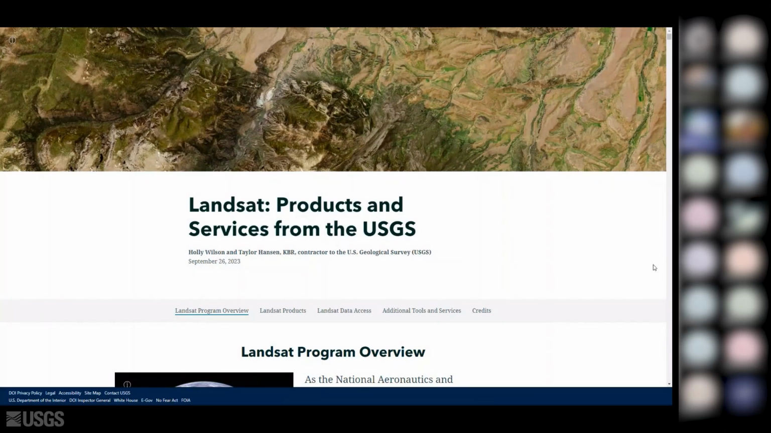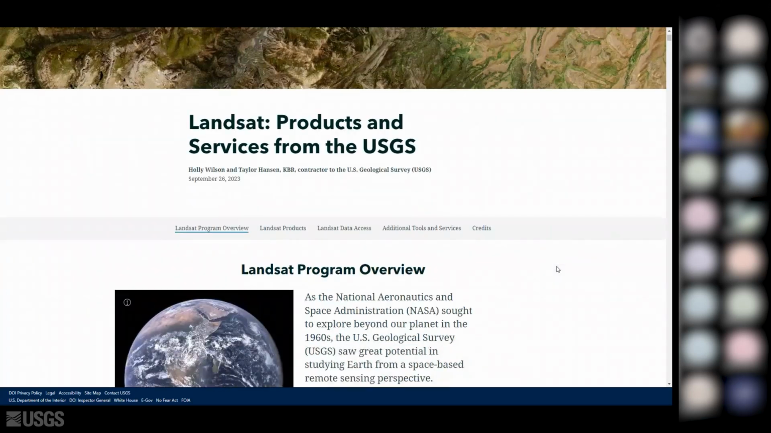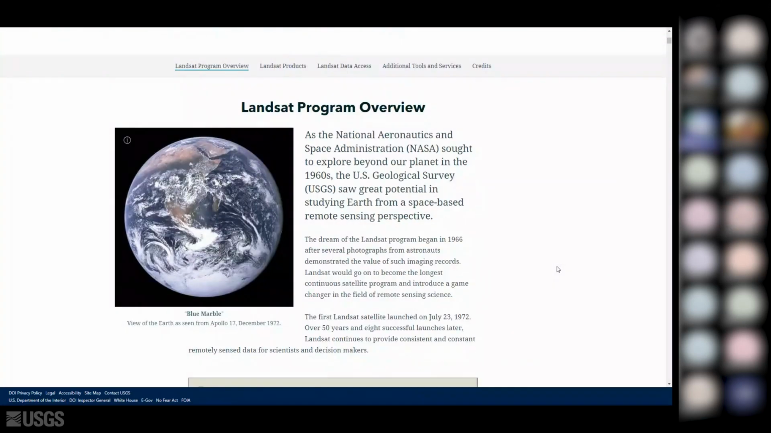So to get started, we'll do a brief overview of the Landsat program. Back in the 1960s, NASA sought to explore beyond our planet and into outer space. And while they were doing this, the United States Geological Survey saw great potential in this exploration with regard to looking back and studying the Earth from a space-based perspective. Then in 1966, after several photographs were taken by astronauts, including the famous blue marble image here on the left, it really demonstrated the value of such imaging records. And so as a result, the concept of the Landsat program began.